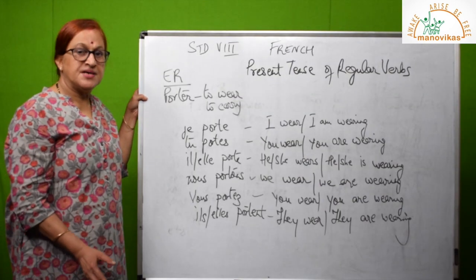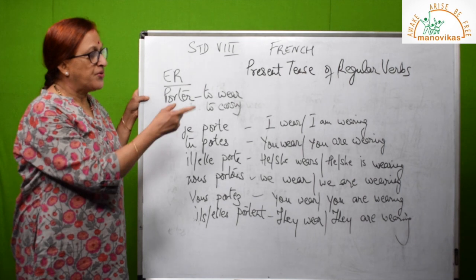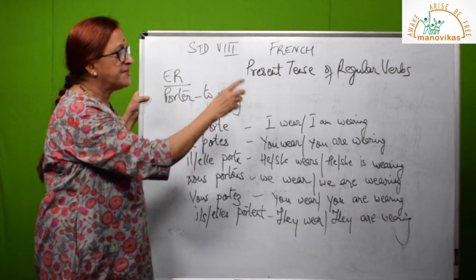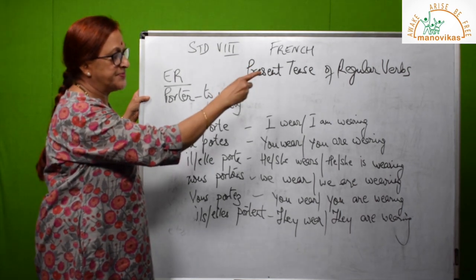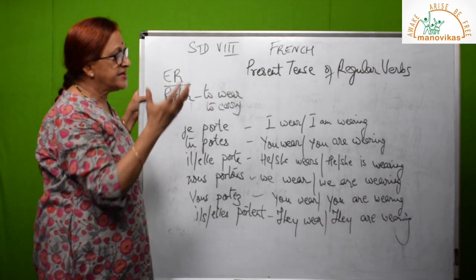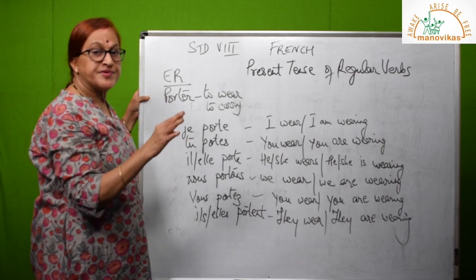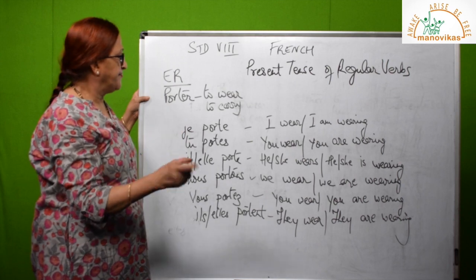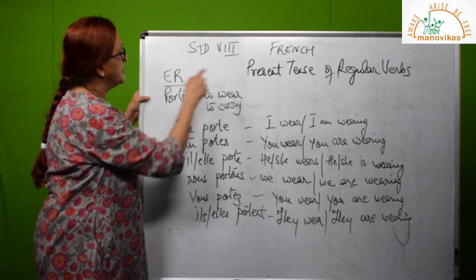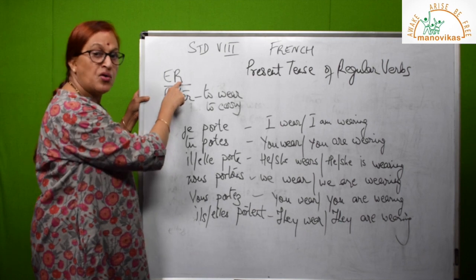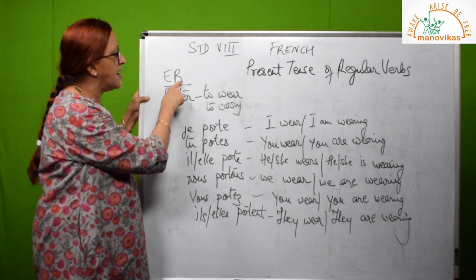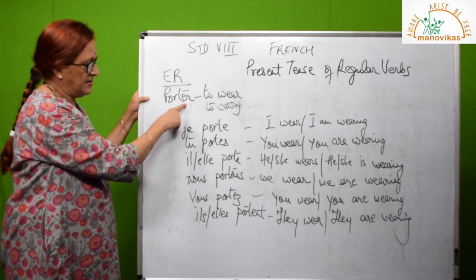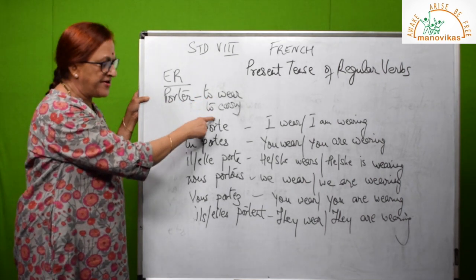Okay, now we will be doing some grammar. Today I am doing present tense of regular verbs. There are regular verbs and there are irregular verbs. Regular verbs are the verbs which follow a certain rule. So, I will be teaching you the rule. Now, these verbs end in ER. All the verb spellings end in ER. For example, porter. Porter ends in ER. It means to wear or to carry.